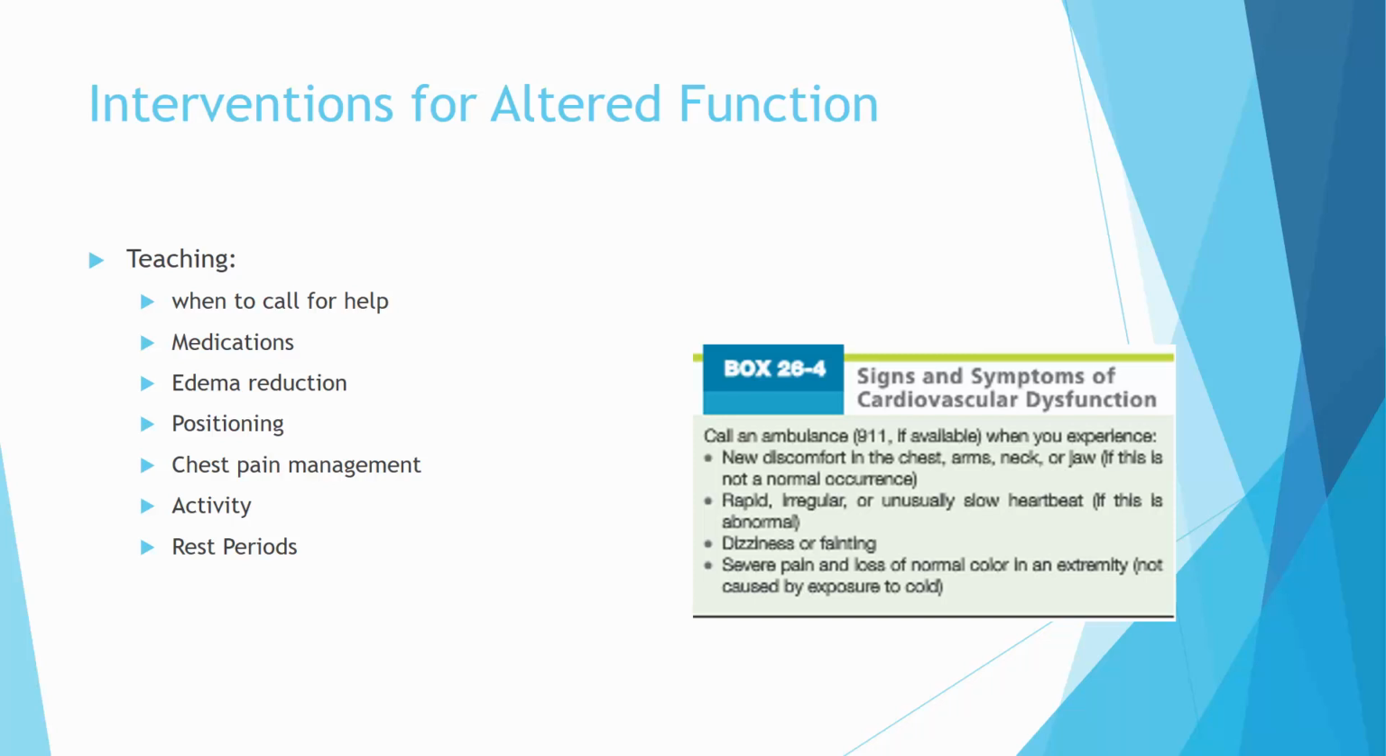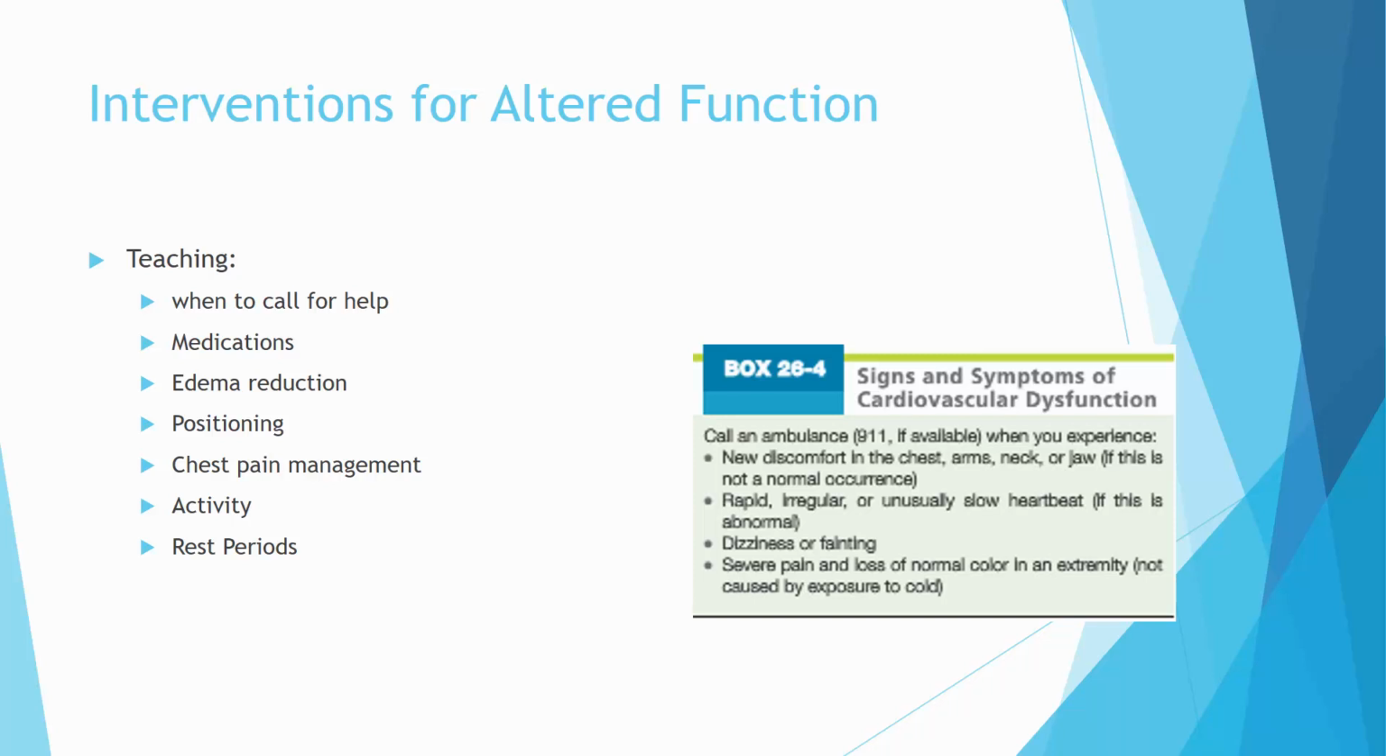Other important interventions have to do with teaching, and teaching for cardiac function disturbances is pretty important for your patient, because you want to make sure your patient knows when they need to call for help. They need to understand why and what medicines they're taking and what they can do if they're at home and they have chest pain. So what do we do for chest pain? Chest pain is treated using the acronym MONA, M-O-N-A. That stands for morphine, oxygen, nitro, and aspirin.